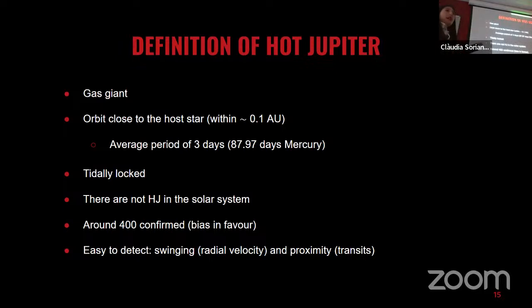So I mentioned that they are tidally locked. We don't have hot Jupiters in the solar system because we don't have any planet closer than Venus with these kind of characteristics. And up to now, we have more than 400 confirmed hot Jupiters. But here, I have to mention that there is a bias in favor, because these planets are big, so they are massive, so they are easy to detect thanks to the radial velocity.